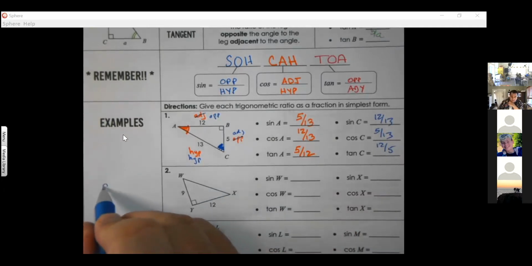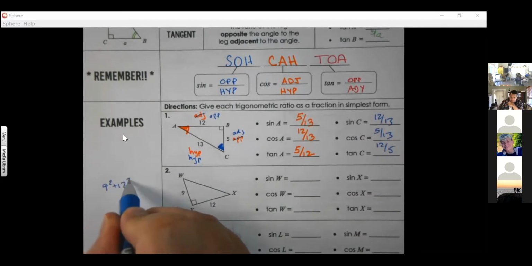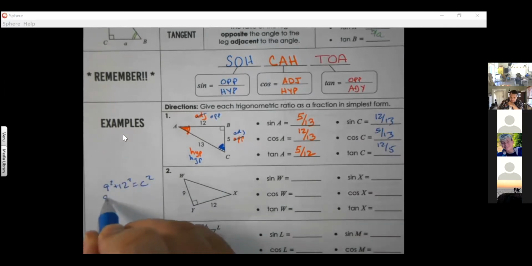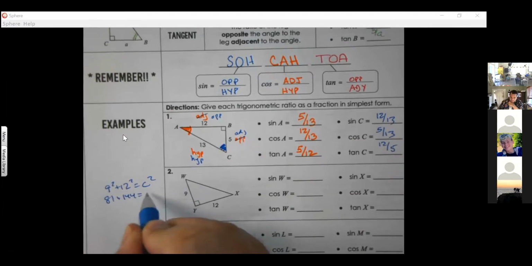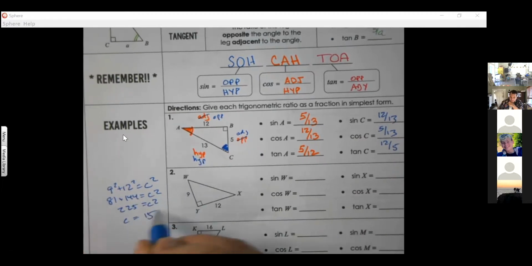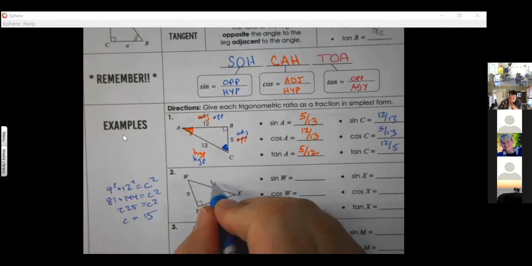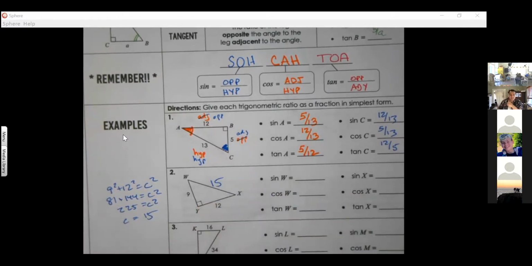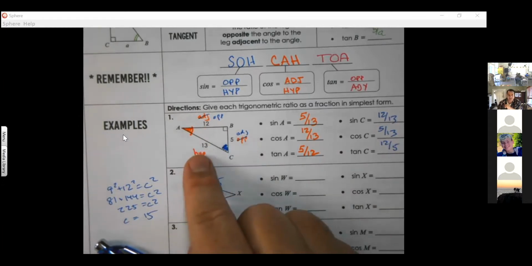Right. So I could say 9 squared plus 12 squared equals C squared. 81 plus 144 equals C squared. 225 equals C squared, which means C is equal to 15. And that works. Turns out there's something I haven't told you guys about called a Pythagorean triple. And what that means is that the numbers are nice whole numbers like 5, 12, and 13. Those will work for a right triangle.